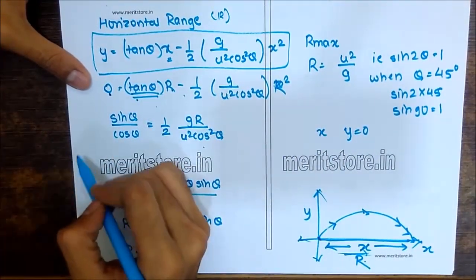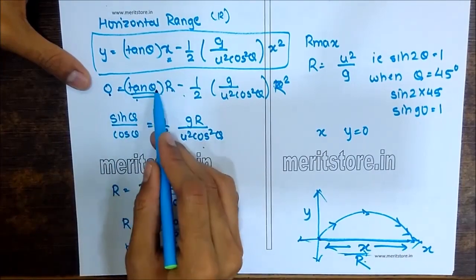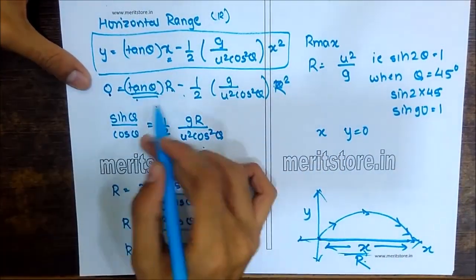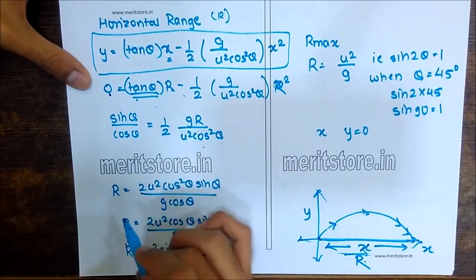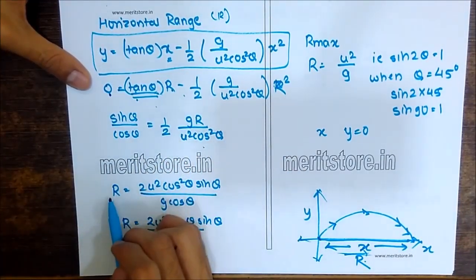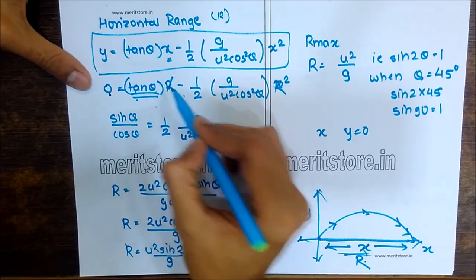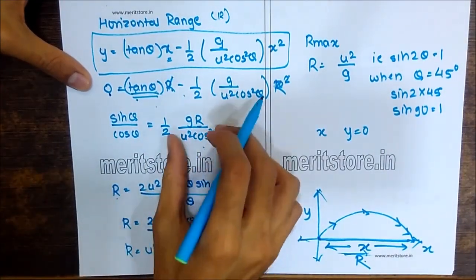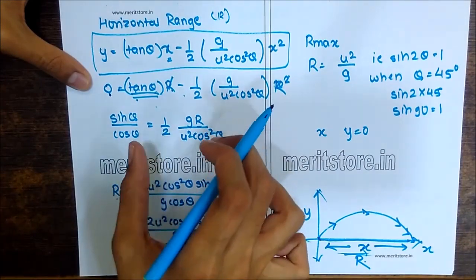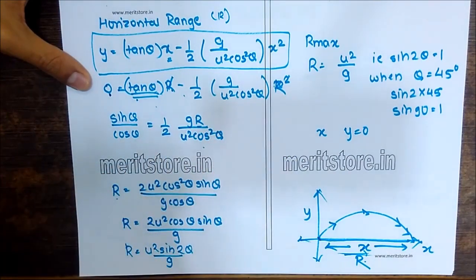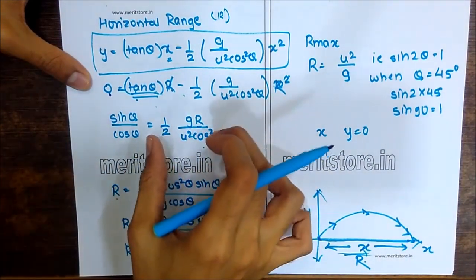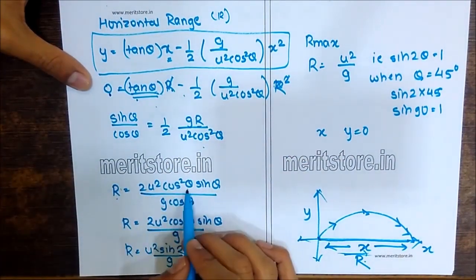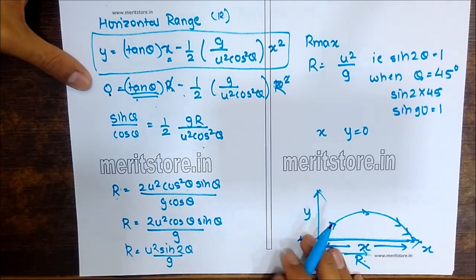I have taken tan theta equals sine upon cos, and I've shifted it there, and what we get is sine upon cos equals half g r square r upon u square cos square theta. Now cancelling these r's, what the value of r becomes after moving all the values from here to there, we get r equals 2 u square cos square theta sin theta upon g cos theta.